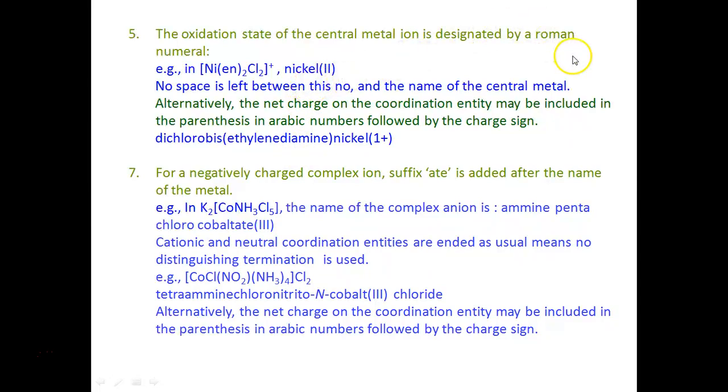Oxidation state of the central metal ion is designated by a Roman numeral. No space is left between this number and the name of the central metal. Alternatively, the net charge of the coordination entity may be included in parentheses in Arabic numbers followed by the sign of the charge. For a negatively charged complex ion, the suffix ate is added after the name of the metal. Say here, cobaltate.